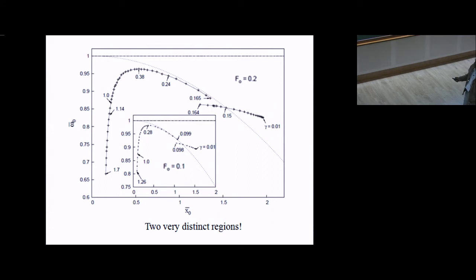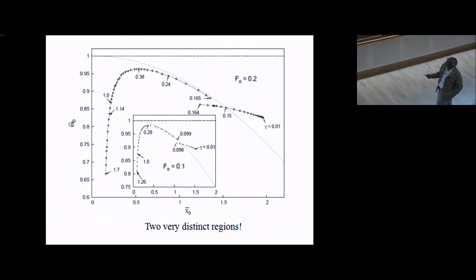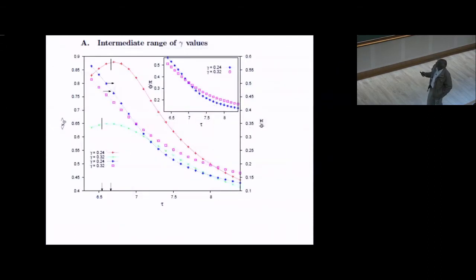This is for drive amplitude 0.2, whereas this one is for 0.1. Here the range of these gamma values is different for different regions. The explanation for these is different for this one, whereas this one will have a very different explanation. This intermediate range of gamma can be explained very easily. One thing is very clear: these are numerical results, remember.